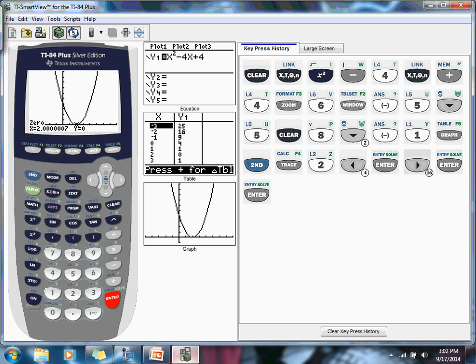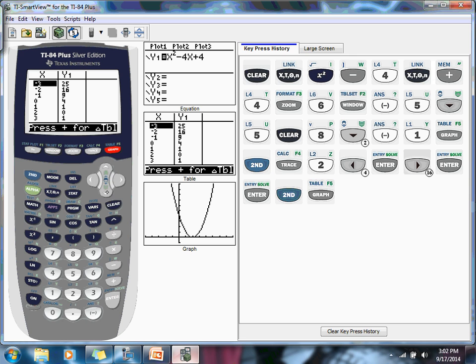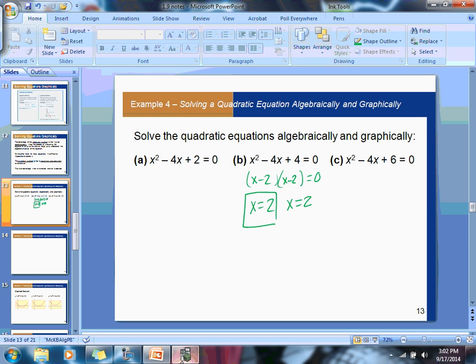And we can see this on our table of values as well. If we go to second table, we want to find the y value of 0. So there, my y value is 0 when x is 2. So there's 2 ways graphically on your graphing calculator to solve that equation that we solved algebraically.